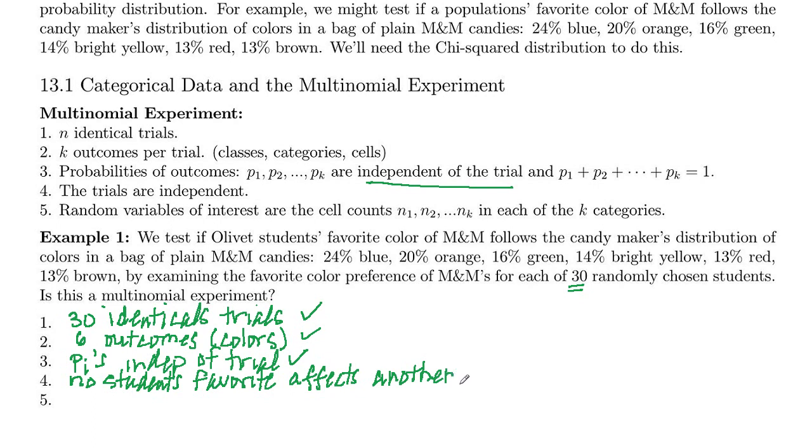I really like blue. And then lastly, number 5, our random variables of interest are going to be the cell counts N1 to Nk of the k categories. So that's really not a condition so much as just specifying that our random variables here are going to be the number of blue, number of orange, all the way out to the last one, which will be the number of brown. And that's out of the 30 total. So this is indeed a multinomial experiment. Now, how do we analyze it?